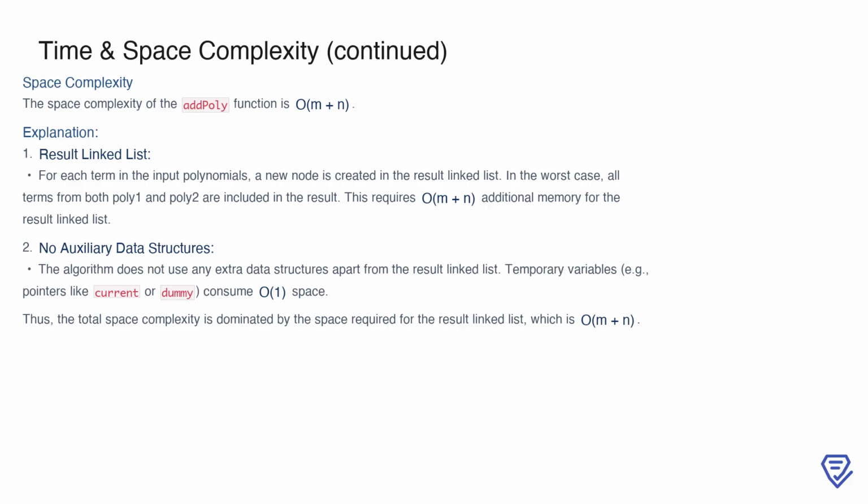Beyond this, there are no additional data structures being used. The algorithm only relies on a few temporary variables, such as pointers like current or dummy, which consume constant space, O(1). Therefore, the total space complexity is dominated by the result linked list, and it is O(m + n). This efficient use of space ensures that the algorithm is well suited for adding large polynomials represented as linked lists.